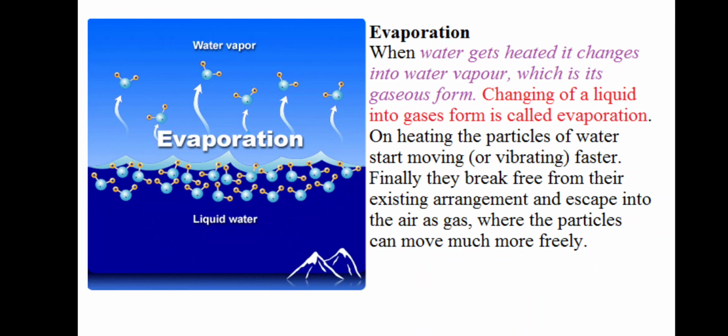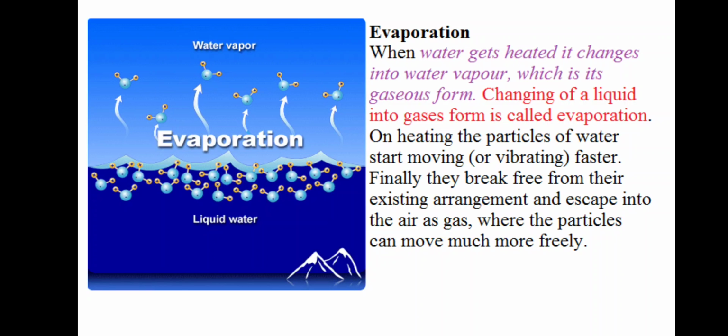Now let's look into how these three states change. Okay, see, evaporation. When water gets heated, it changes into water vapor, which is its gaseous form. Changing of a liquid into gas form is called evaporation. On heating, the particles of water start moving and vibrating faster. Finally, they break free from their existing arrangement and escape into the air as gas, where the particles can move much more freely.